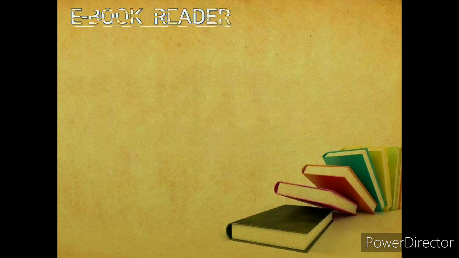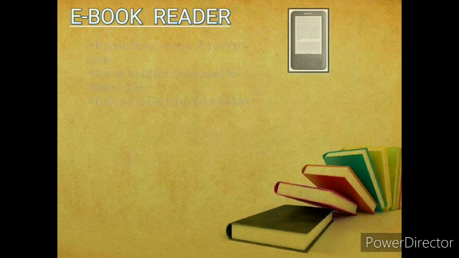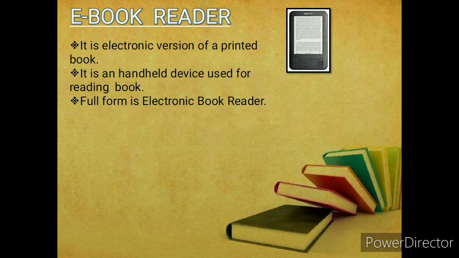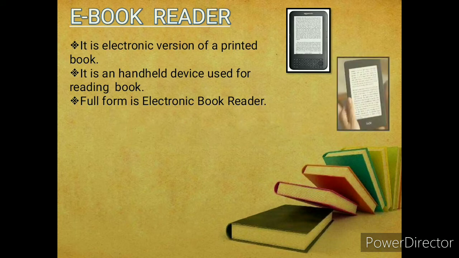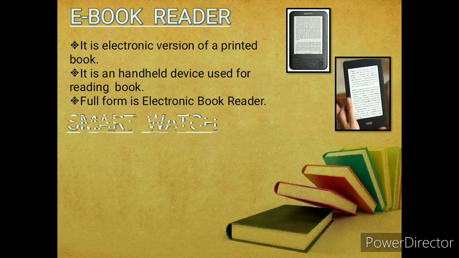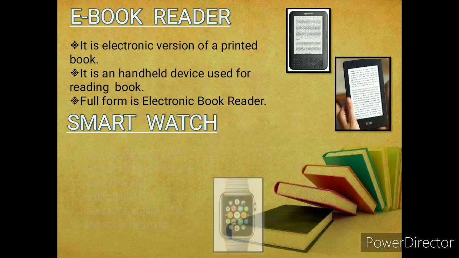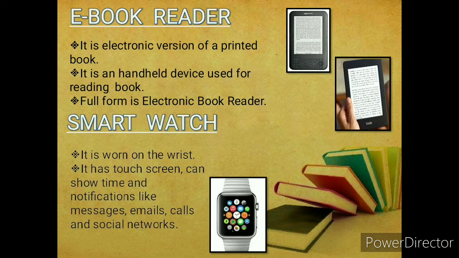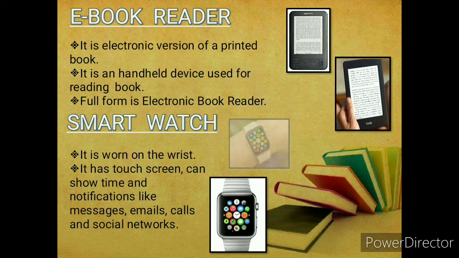Next is e-book reader. E-book reader means electronic book. It is a device which we can use anywhere to read book online. It is an electronic version of a book. Smart watch. You all must have seen smartwatch which has touch screen, can show time and notifications of any message, emails or chat. Nowadays, everyone is using smartwatch and they are easily worn on wrist.